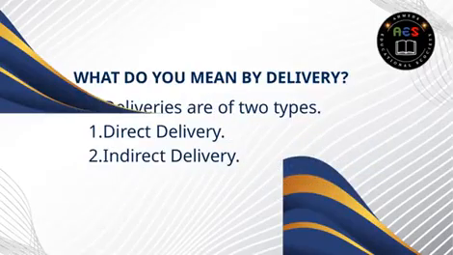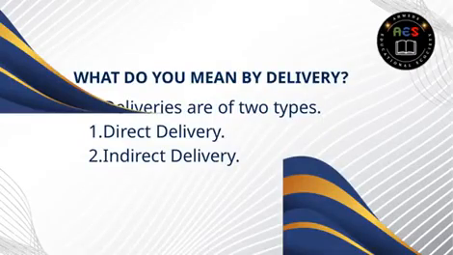Today, let's talk about the different types of deliveries. There are two main kinds: direct delivery and indirect delivery. When we say direct delivery, we're referring to a situation where the product or service goes straight from the provider to the customer, without any middlemen involved. It's straightforward and efficient. On the other hand, indirect delivery involves intermediaries, like wholesalers or retailers, who help get the product to the final customer.